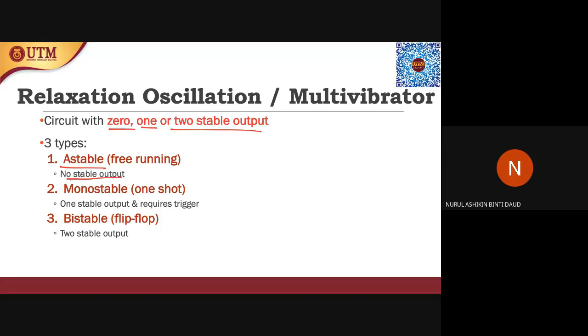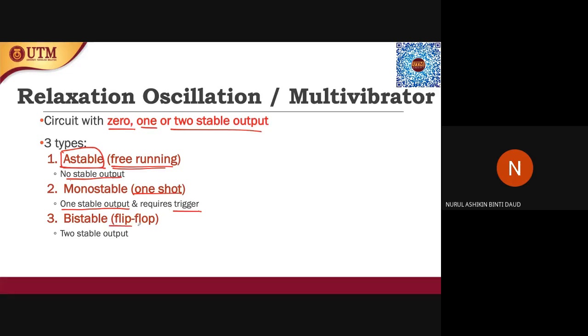Later on we're going to look at what is no stable output, what is one stable output, and what are the others. We will focus on astable later on, which is a free running oscillation. Monostable is also known as a one-shot oscillator. It requires a trigger and it has one stable output.